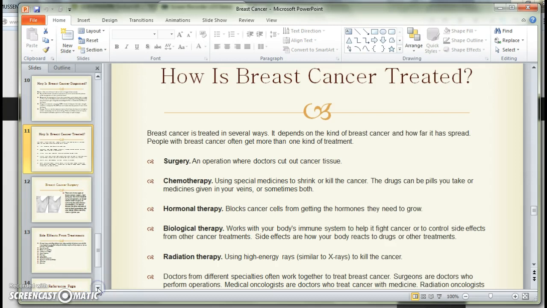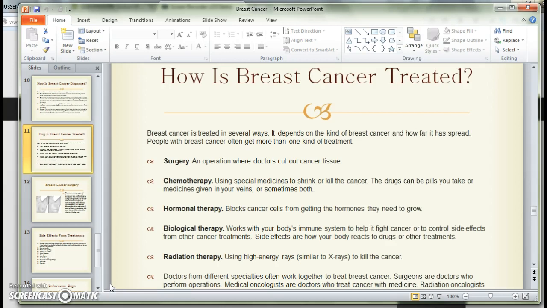And how is breast cancer treated? Surgery is an operation where doctors cut out the cancer tissue. Chemotherapy uses special medicine to shrink and kill the cancer cells. The drugs can be pills you take or medicine given in your veins, or sometimes both. Hormone therapy blocks cancer cells from getting the hormones they need to grow. Biological therapy works with your body's immune system to help it fight cancer or to control side effects from other cancer treatment. Side effects are how your body reacts to a drug or treatment.